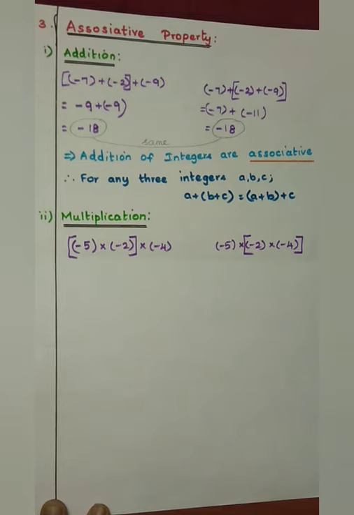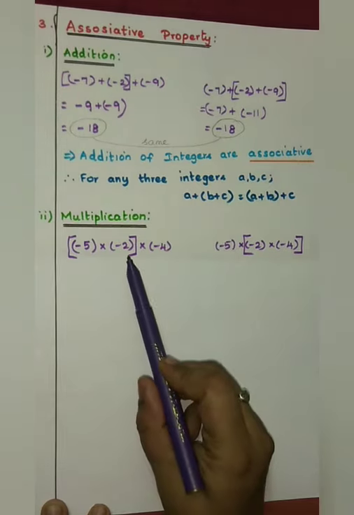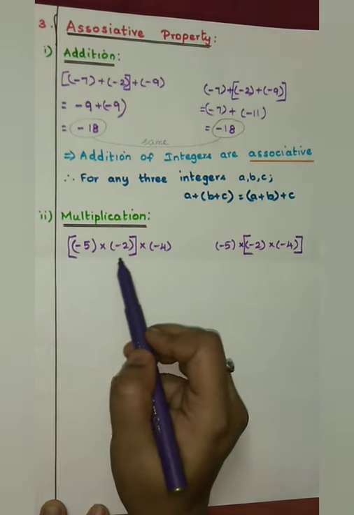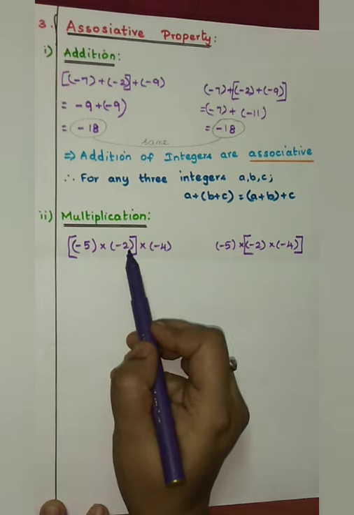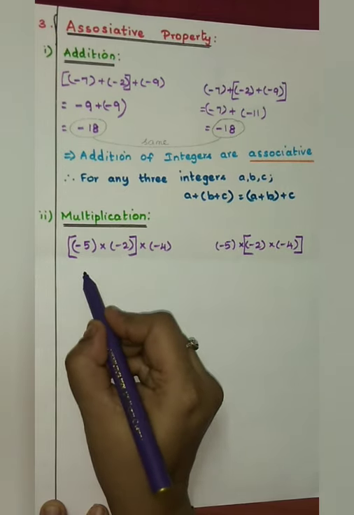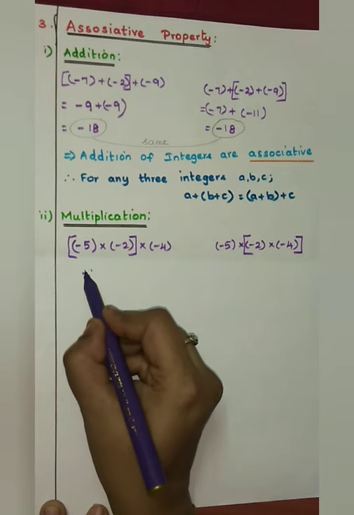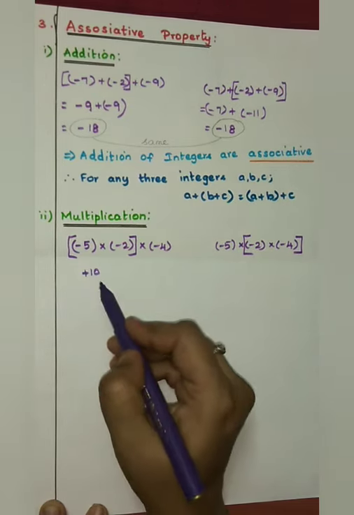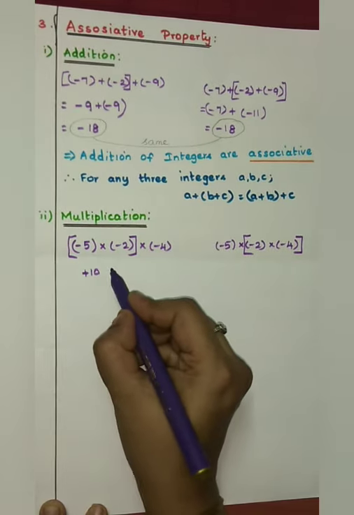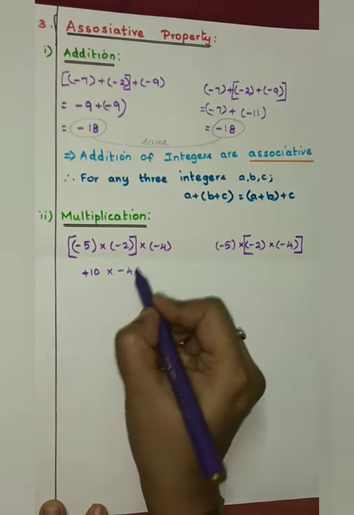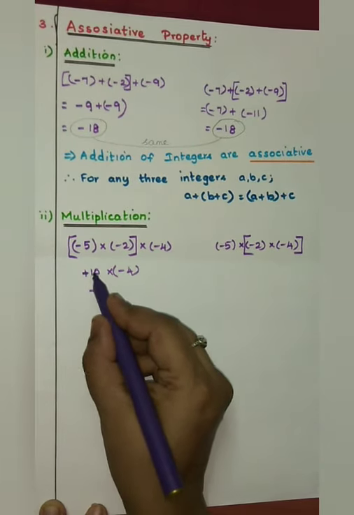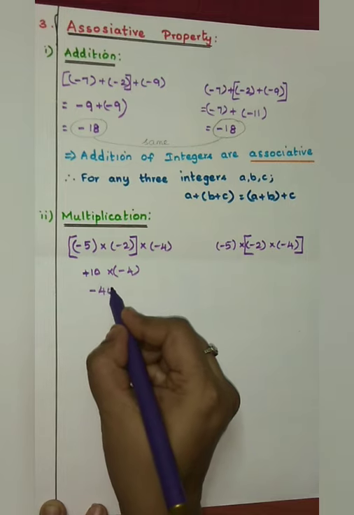To verify that multiplication of integers is associative, let us check whether these two give the same result. Here in the first case, you first multiply minus 2 and minus 5. So this gives plus 10. Minus into minus plus, 5 into 2, 10. After that you multiply minus 4 with plus 10. So minus into plus, minus 10 into 4, 40.